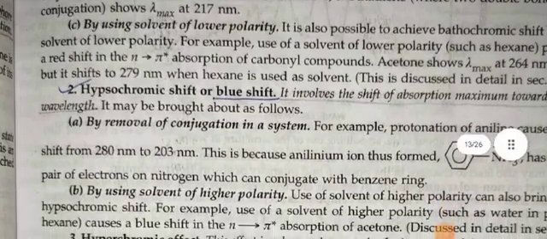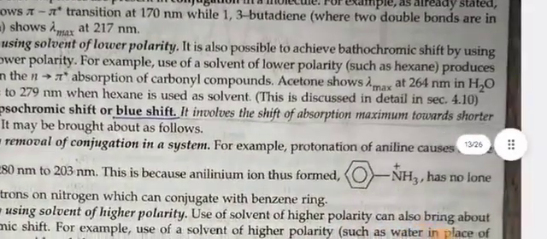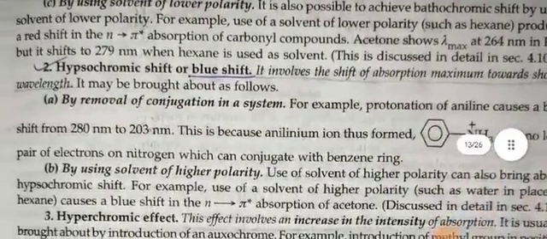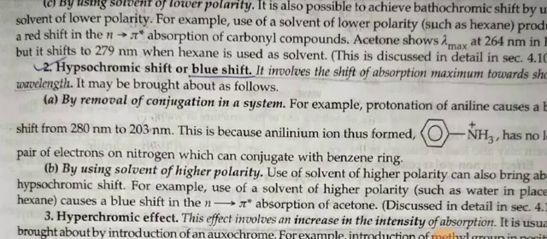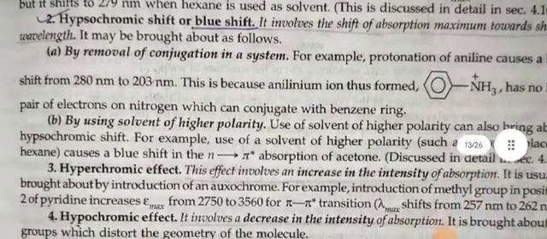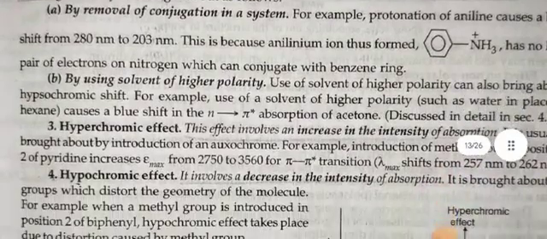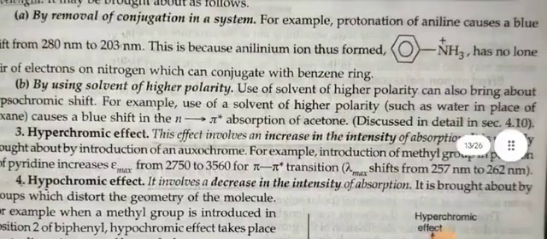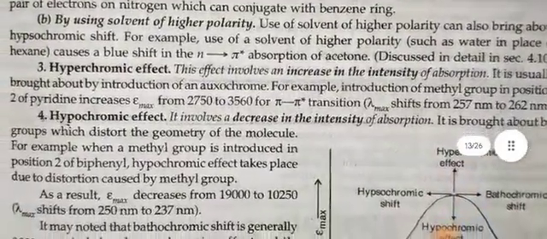Second, hypsochromic shift or blue shift. It involves the shift of absorption maximum towards shorter wavelength. It may be brought about by removal of conjugation in the system. For example, protonation of aniline causes a blue shift from 282 to 203 nanometer. Using a solvent of higher polarity can also bring about hypsochromic shift.